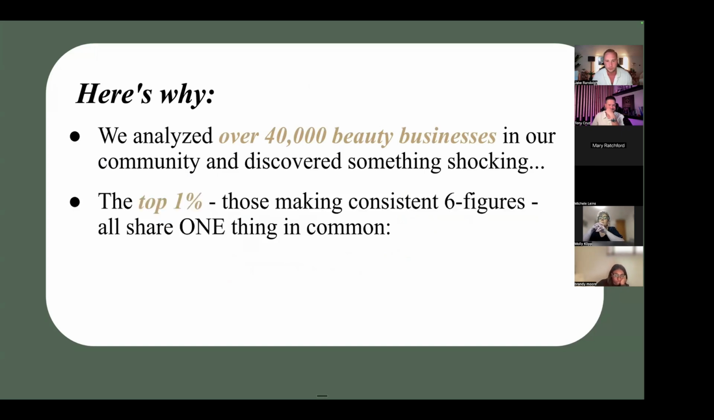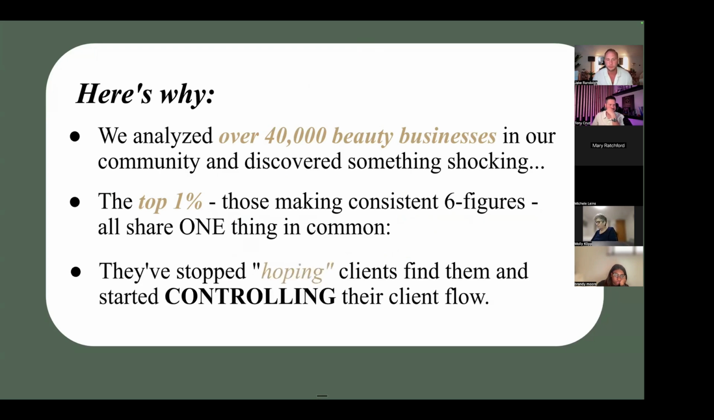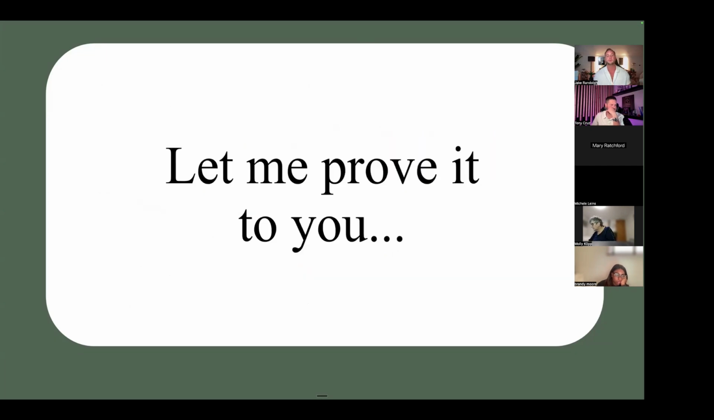The top 1%, the ones making at least six figures or more consistently, keyword consistently, all have one thing in common. They've stopped hoping to get clients and they've started controlling their client flow. So they're getting in control of how they're getting clients. So let me prove it to you.